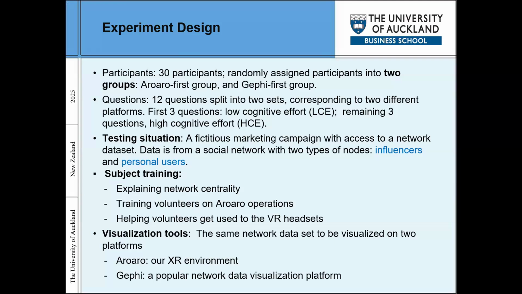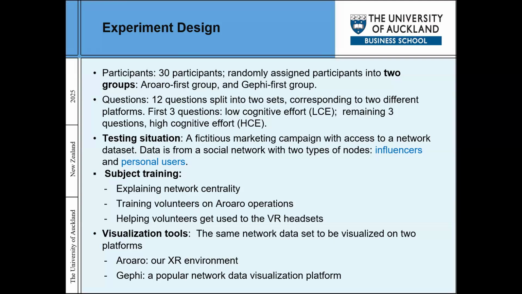All right, so just to give you a brief idea about the experiment design, we conducted these experiments in 2 stages. In total, there were 30 participants. And like I said in the hypothesis, we are comparing the quality of the decisions made by participants on 2 platforms. One is RORO and one is GEFI. How we are measuring the quality of responses, I'll talk about in a minute.